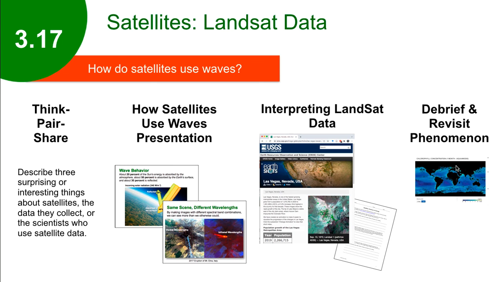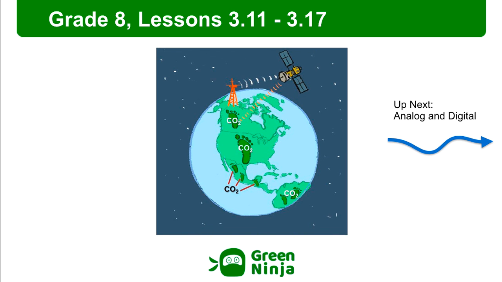We end this group of lessons with a debrief where we revisit our phenomenon, and students can now better explain what the image is and how the satellite recorded it. Now that we've seen how satellites collect their data, let's look at how they transmit the information back to Earth as we learn about analog and digital signals.